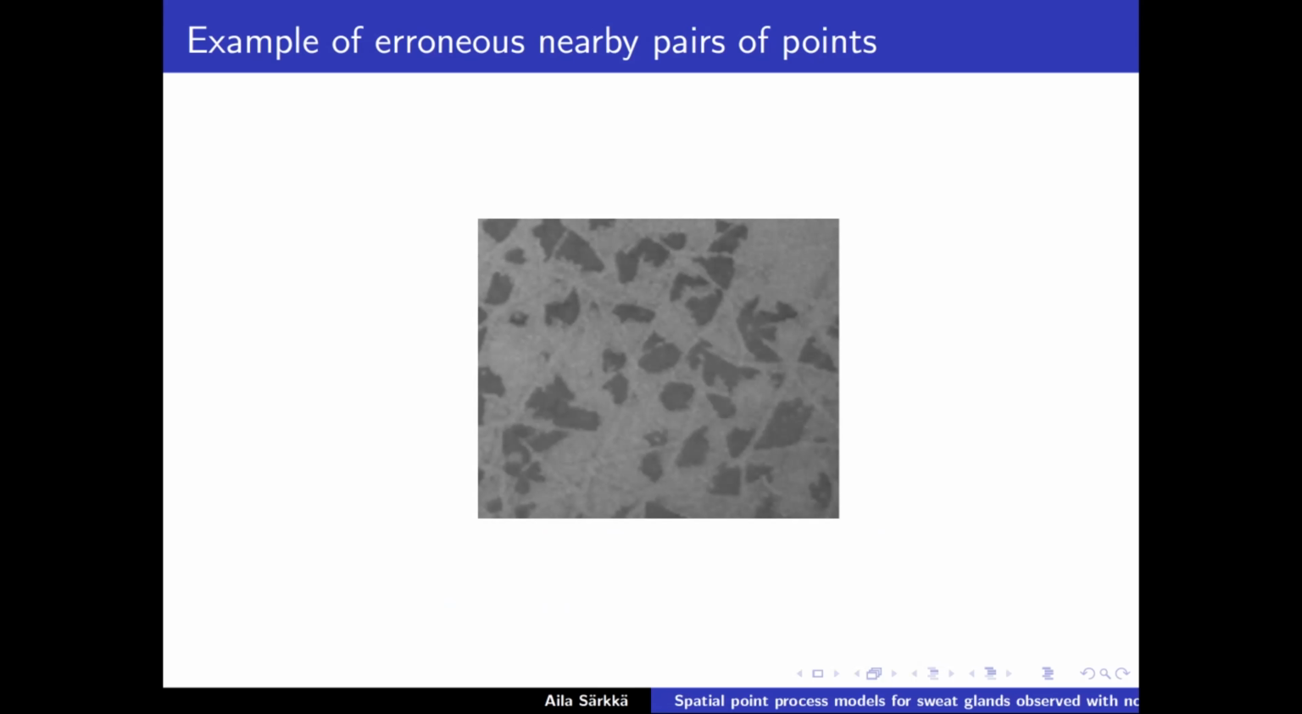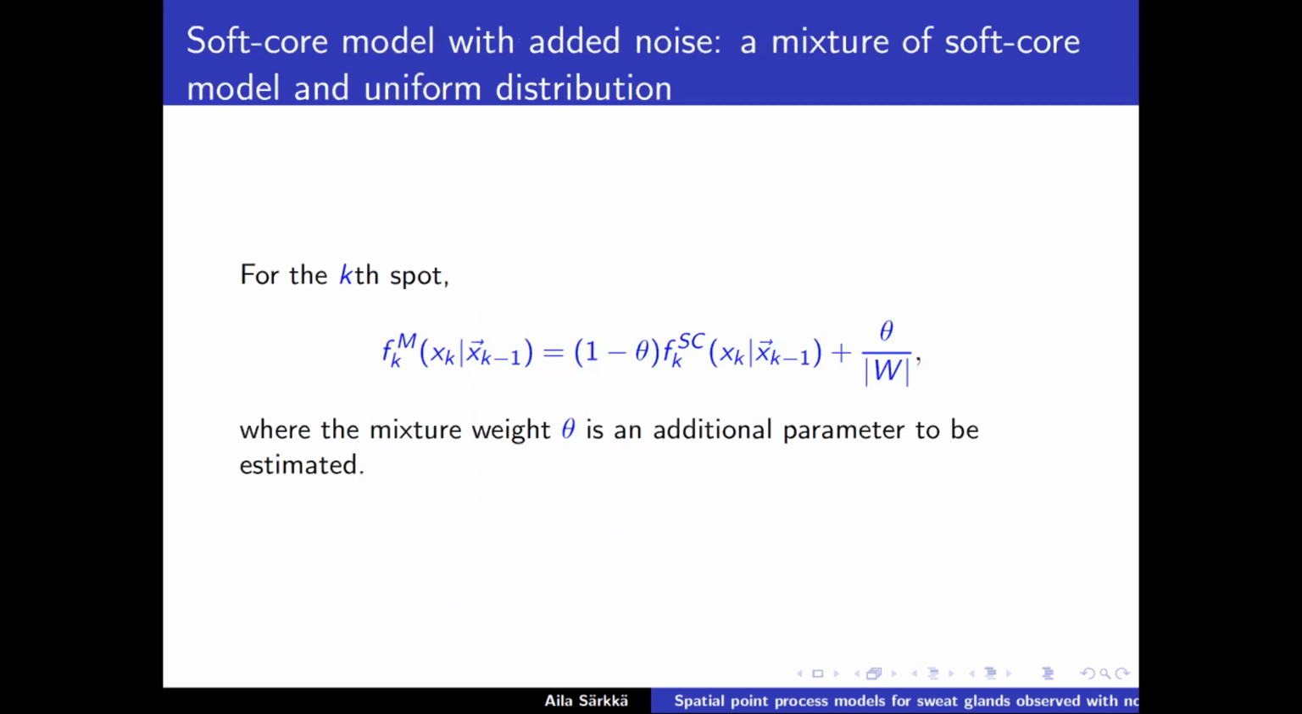So that's why we thought, okay, there is this, and this is what I call noise. These extra glands that appear next to some bigger glands are not really real, and those are our noise glands. So what we did, we added the noise part into the model. We had these conditional densities with the soft core density to add new points.